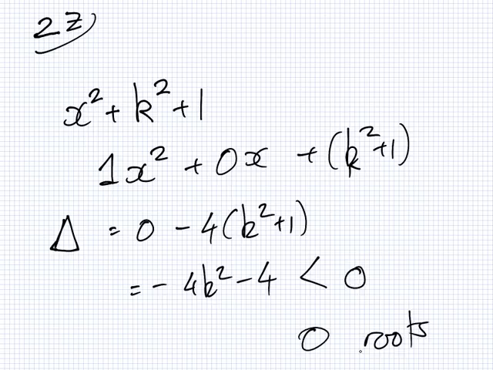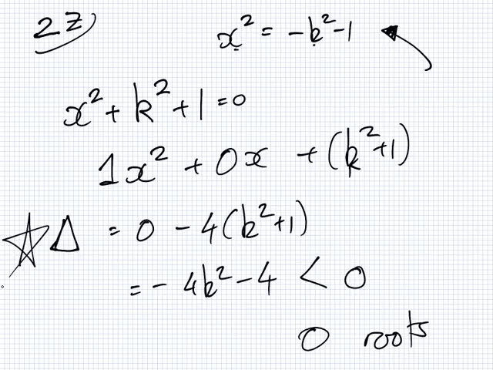But for a second reason, you could have said this equals 0, so k squared x squared equals minus k squared minus 1. You can clearly see that this cannot be solved, because we cannot have a positive equal to a negative. But using the formula from the last class, we can see that it has no roots.